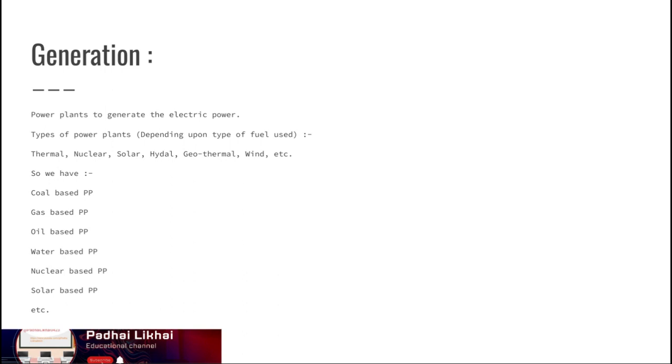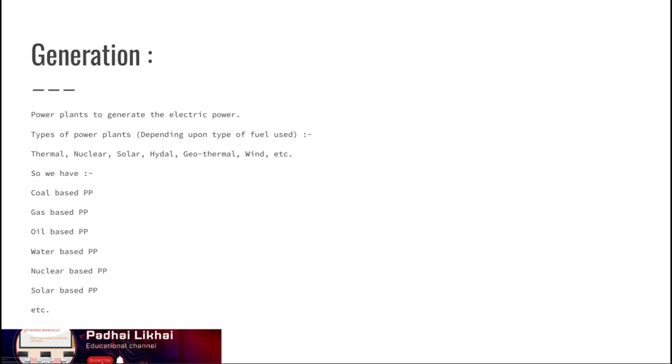Now let us discuss the generation of power. The power plants are used to generate the electric power. Now there are several types of power plants popular, so let us talk about the classification of power plants on the basis of the fuel that they are using to generate the electric power: thermal power plant, nuclear, solar, hydel, geothermal, wind, and some others also.